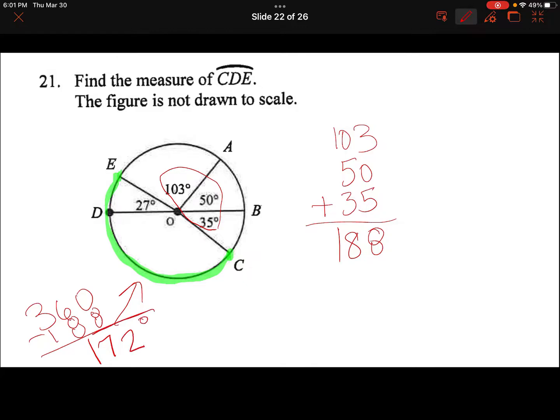Okay, 172 degrees. Another way to work this would be, since you're looking at circle O here, to find this angle and then add that to the 27, because this is half a circle. So this is 180 minus 35, which is 145. And then you would add the 145 to the 27, and again get your 172. Either way, you're going to get 172. And again, it won't be 172 on the test, but it will be the same question. So please make sure that you understand how to work it.